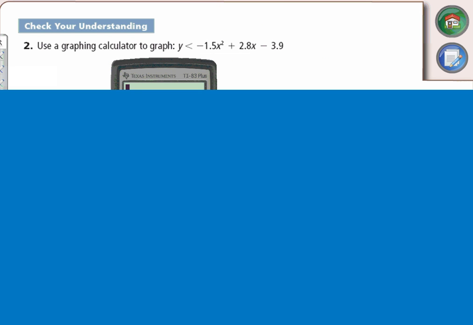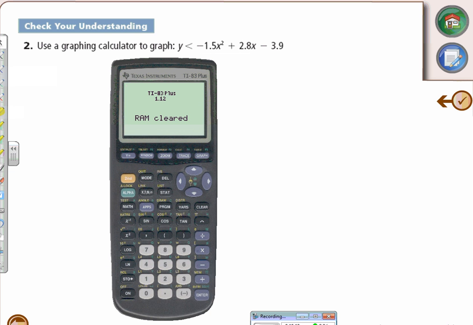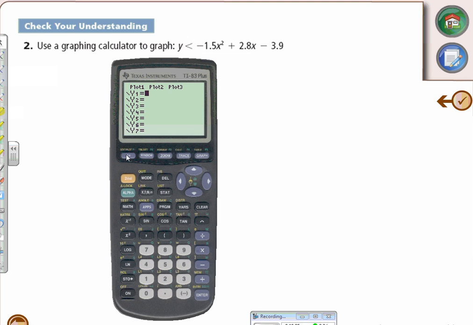All right, question number 2. Use a graphing calculator to graph this. Okay, so let's go to our window first. Keypad standard. We always want to check, do we see what we want to see? If not, we'll adjust from there. We'll try this one out. So I'm going to graph y equals -1.5 x squared plus 2.8 x minus 3.9.